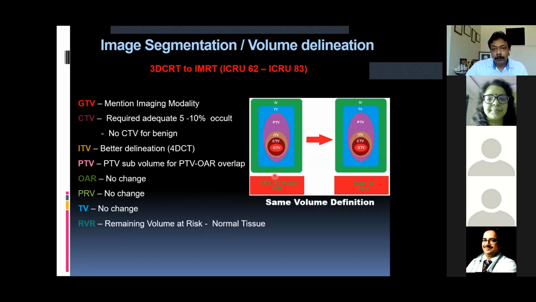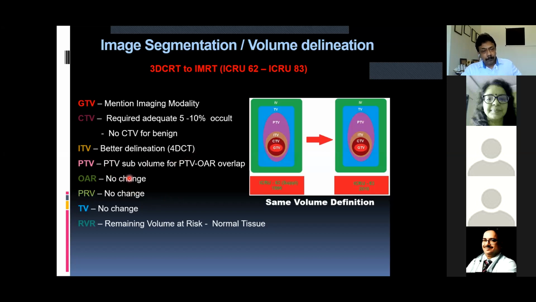So if you see, there are no definite volume definition changes. Volumes are the same, but for GTV, one should mention the imaging modality, and CTV is required for adequate coverage of 5 to 10% occult disease, and there is no CTV for benign disease. ITV is better delineated with the advent of 4DCT.